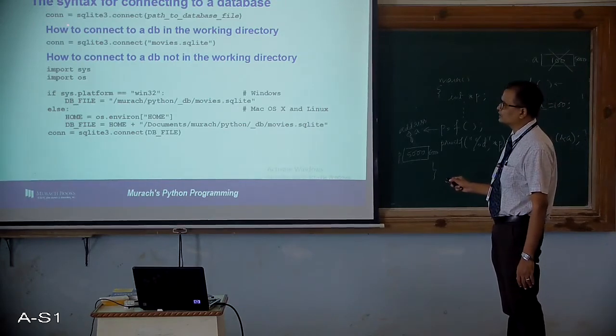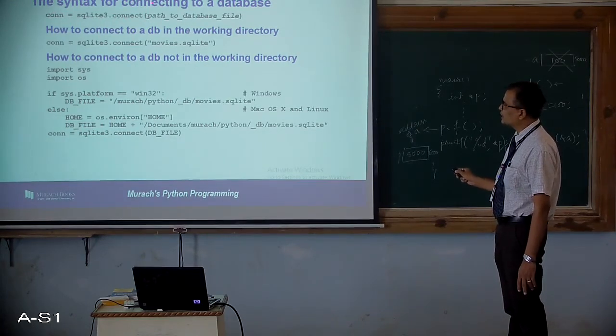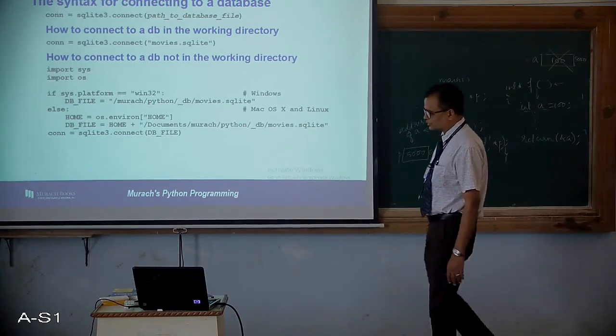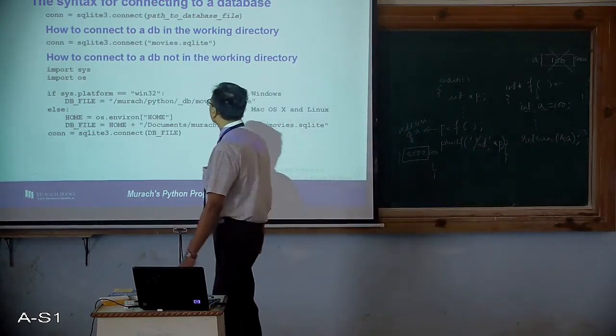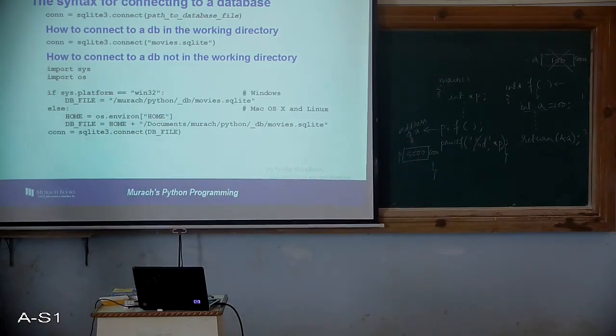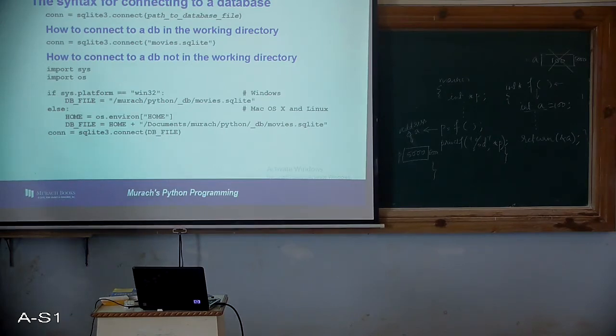The syntax for connecting to the database is like this. Name of the connection, conn is the name of the connection, equal to sqlite3.connect, then the path of the database file. This path of the database file is a very important thing that you should understand. If suppose the database file is available in the present working directory, then the path will just contain the name of that particular database file. If it is not available, then you will have to specify the complete path. Okay, this is very important.